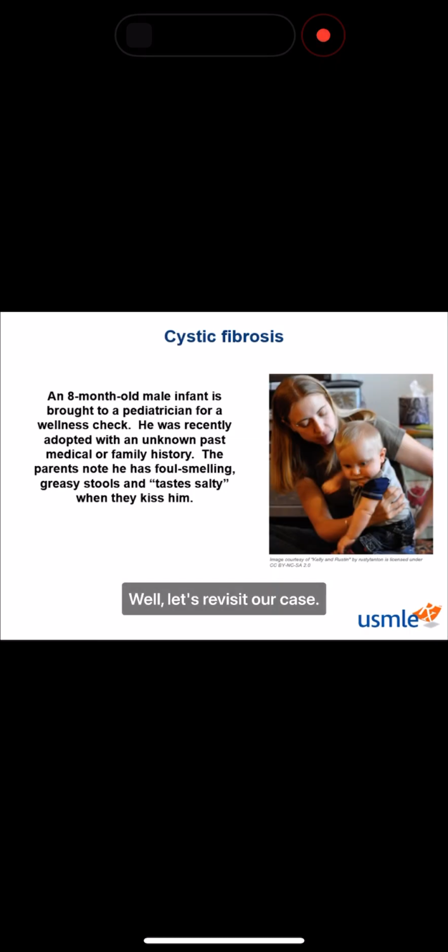Well, let's revisit our case. Cystic fibrosis should be a high suspicion. If that's the case, then the infant tastes salty because chloride cannot be transported and reabsorbed in the sweat glands, and sodium stays behind too. The infant has foul-smelling and greasy stools, very likely due to pancreatic insufficiency.